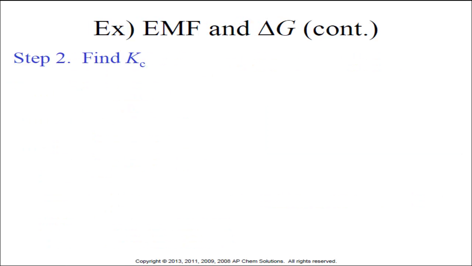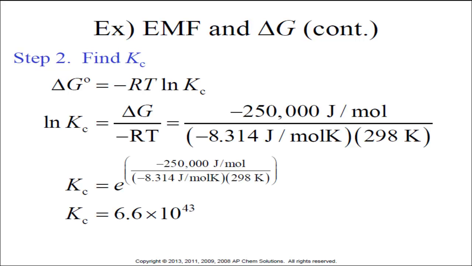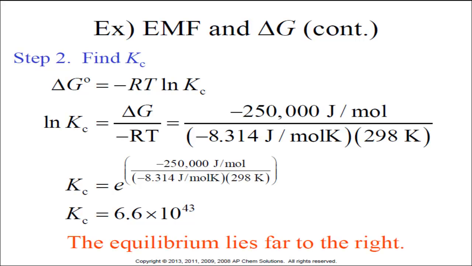Now our next step is going to be to find our equilibrium constant. So we have this formula that relates delta G and our equilibrium constant. We plug in our values, making sure that the units cancel by using joules here. Remember that R is 8.314 joules per mole Kelvin, and your standard temperature is 298 Kelvin. When we plug this in, we find a K value of 6.6 times 10 to the 43rd, which means that our equilibrium is going to lie very, very far to the right because K is very, very large.